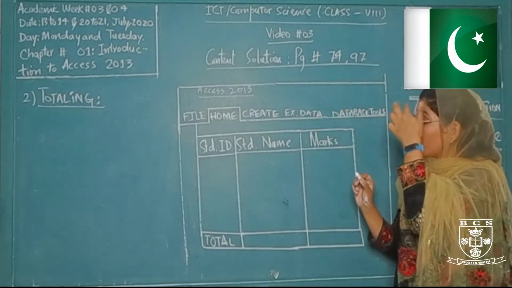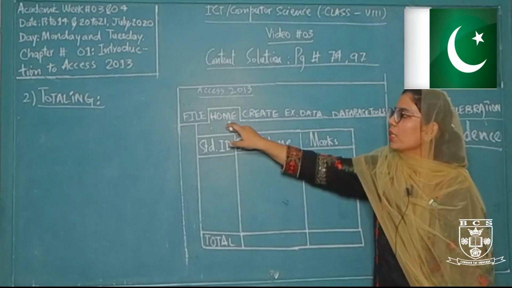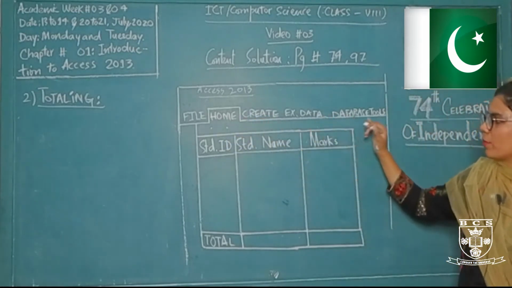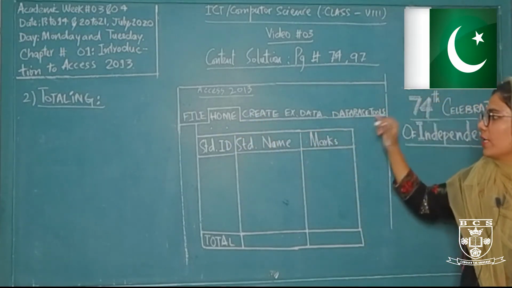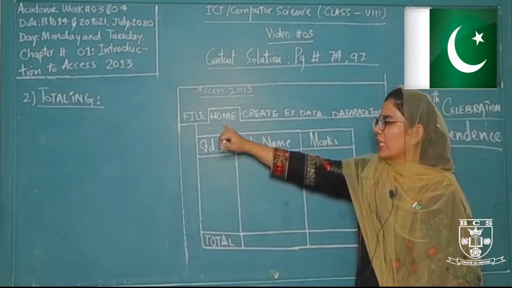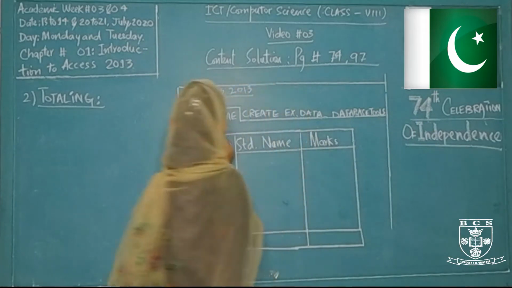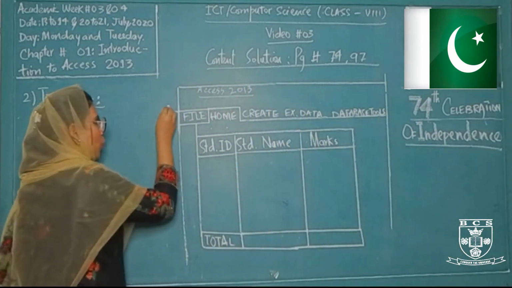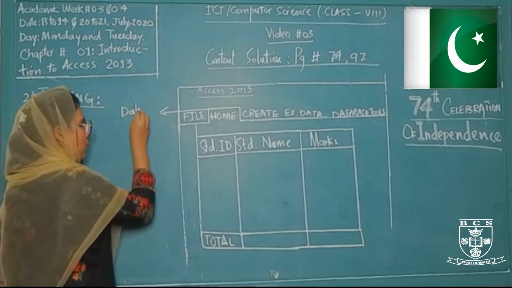There are 5 different main tabs: file, home, create, external data, then database tools. So in these 5 different main tabs, there is a second tab of home. By clicking home, we move to the datasheet view. जैसे ही हम home पर क्लिक करेंगे हम datasheet view पर आ जाते हैं.